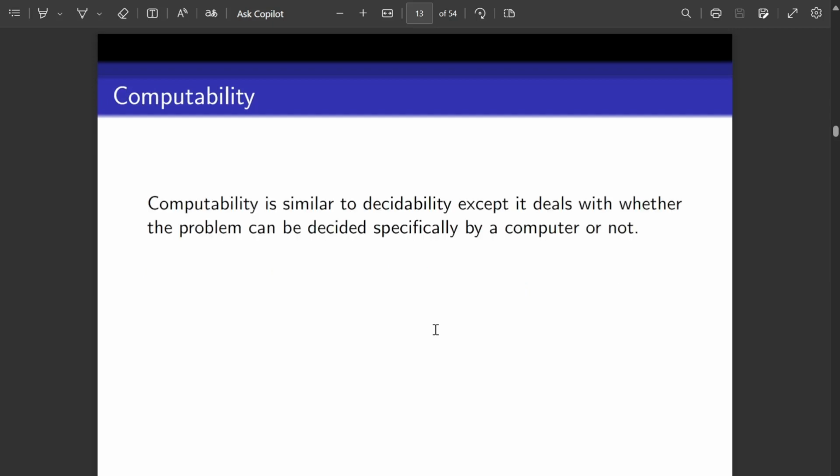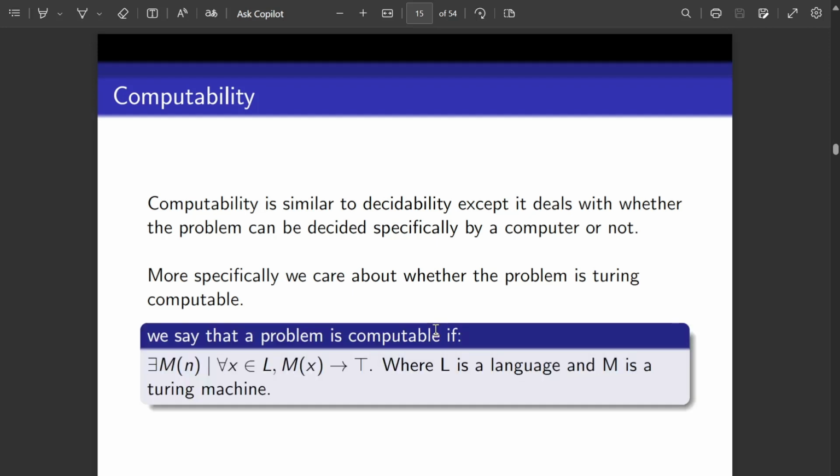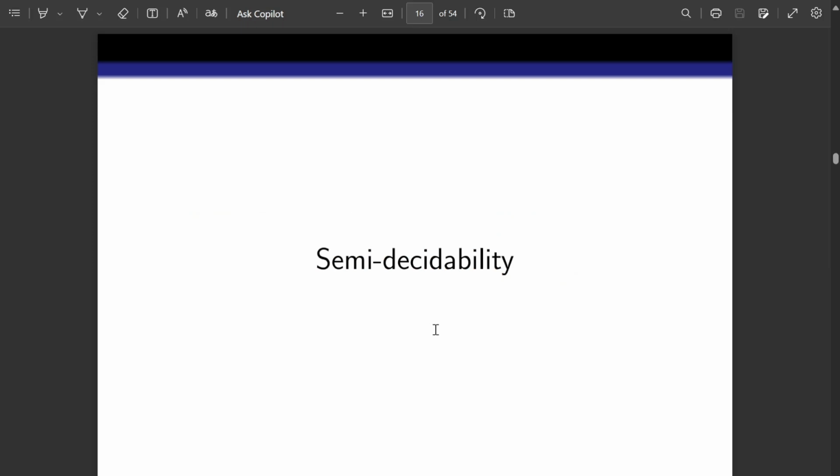And computability is similar to decidability, except it deals with whether or not the problem can be solved by a computer. So more specifically, we care about whether the problem is Turing computable. That means whether it can be computed by a Turing machine. So we say a problem is computable if there exists a machine M where for all x in the language L, M of x maps to true, where L is a language and M is a Turing machine. So now we've covered all of that.